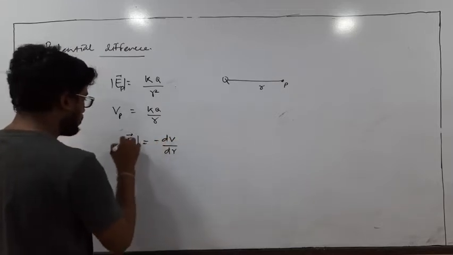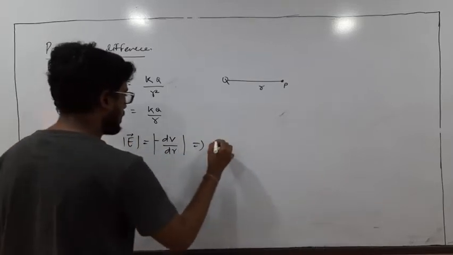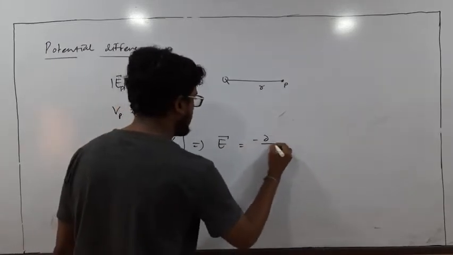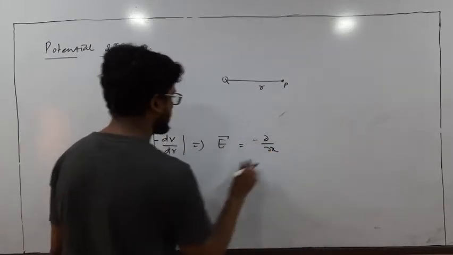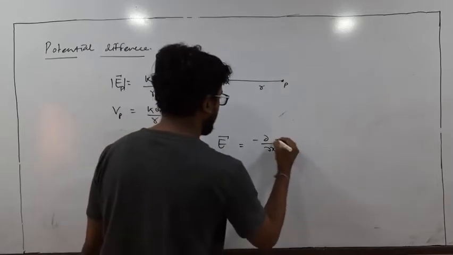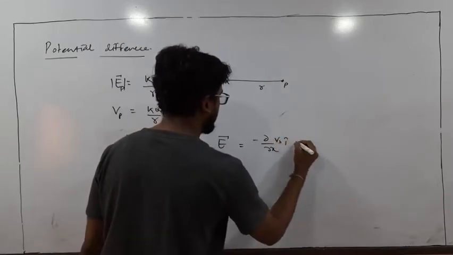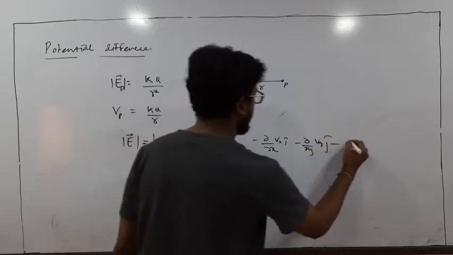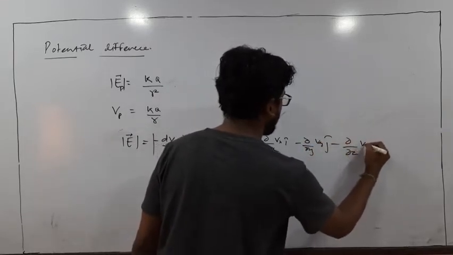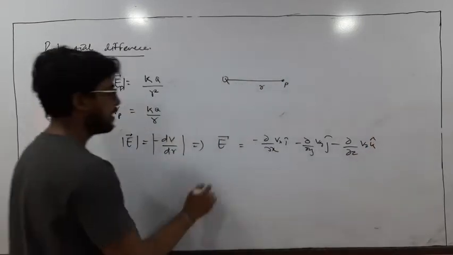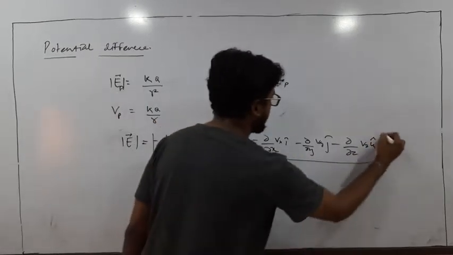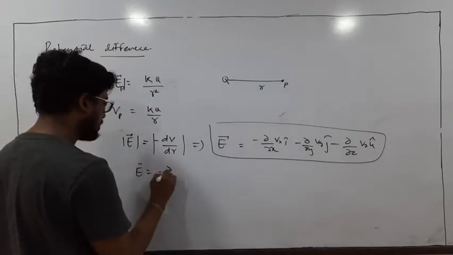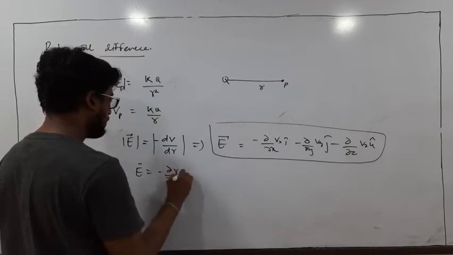So the magnitude of this can be taken as this much, or in vector form you can write the E vector equal to minus del by del x of V i cap, minus del by del y of V j cap, minus del by del z of V k cap. This is the relation between electric field and potential, or simply we can write E vector equal to minus del by del r V.